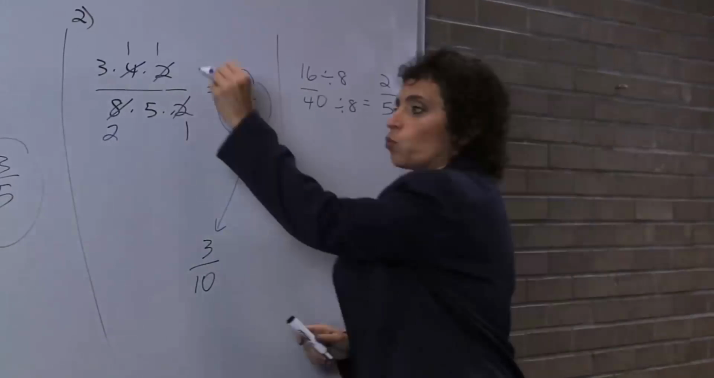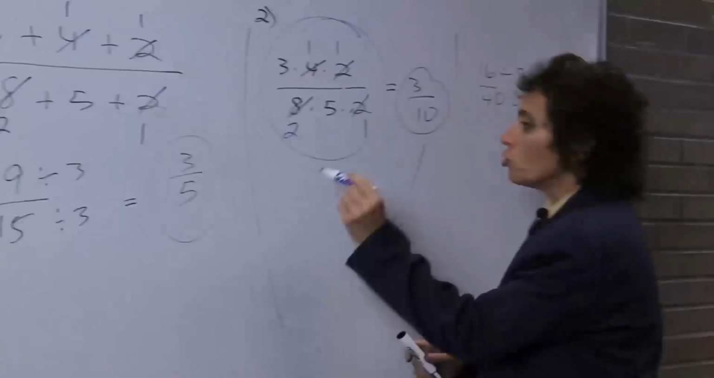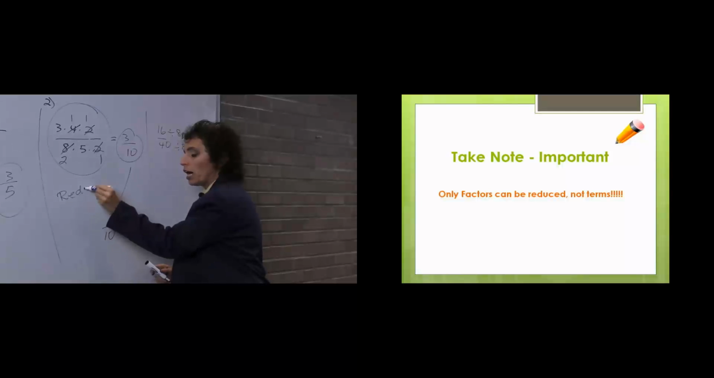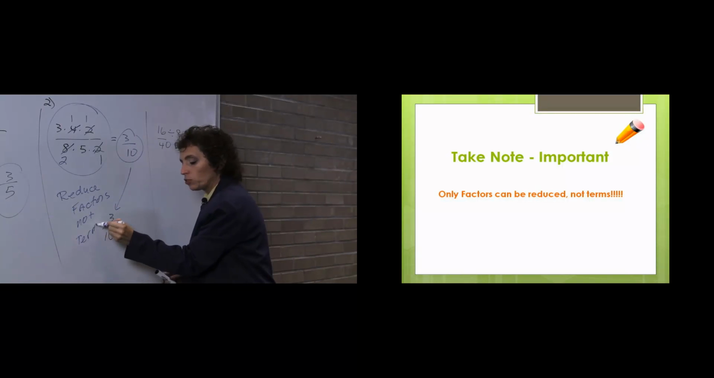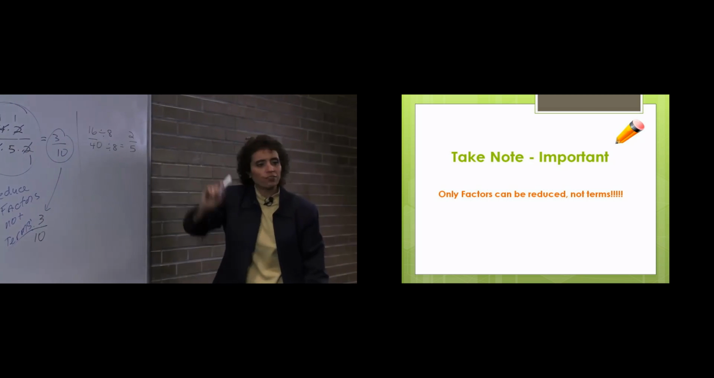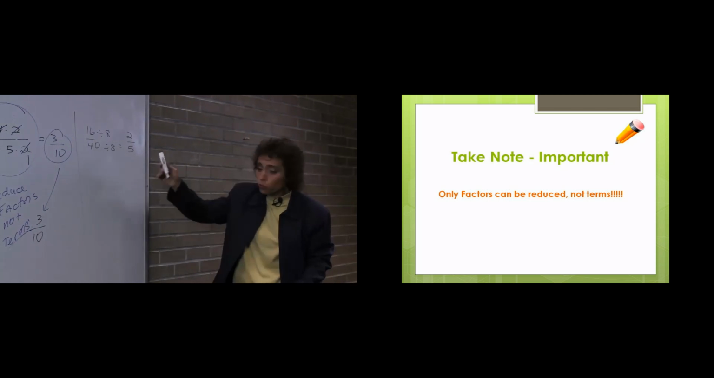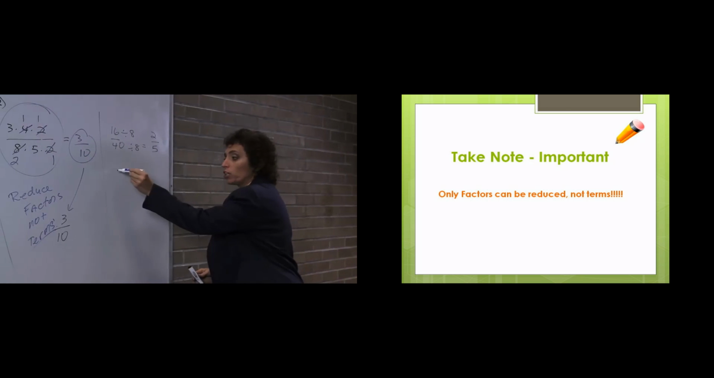And it works when everything's attached by multiplication, but it doesn't work in addition or subtraction. So I can reduce factors, not terms. That's what's really, really important. Now you're thinking, what the heck did this have to do with that? I'll show you. This is what we've been doing the whole time. You just didn't know it. We've been hiding it from you. This is what really has been going on.